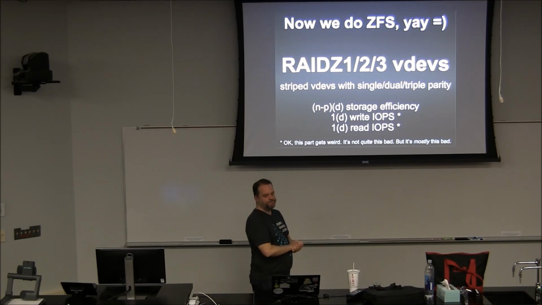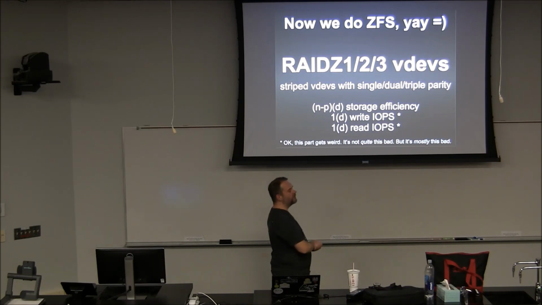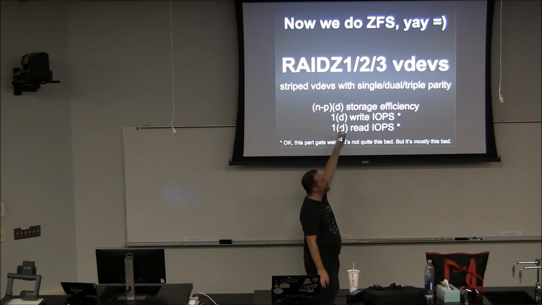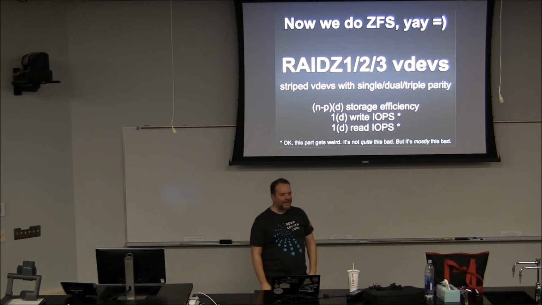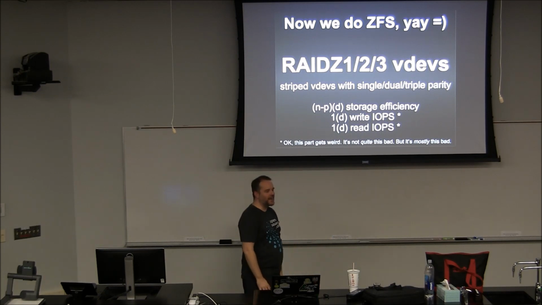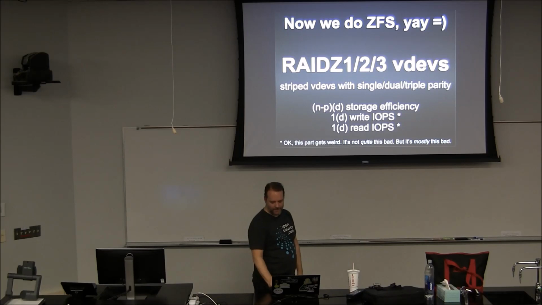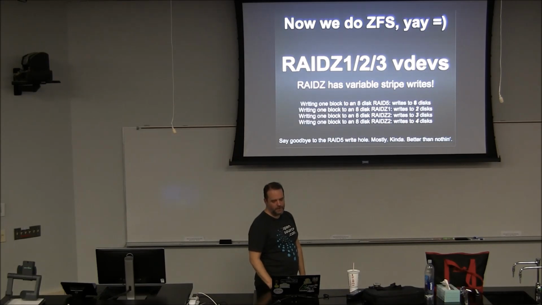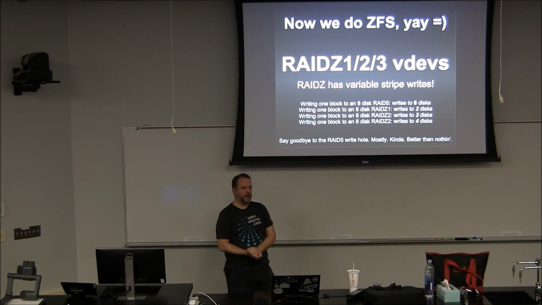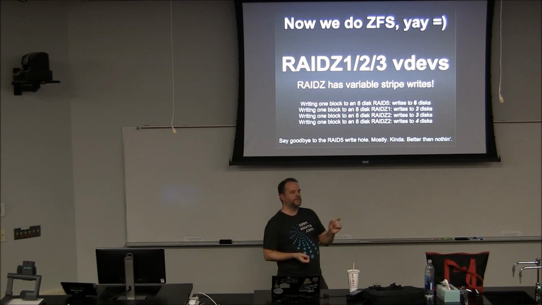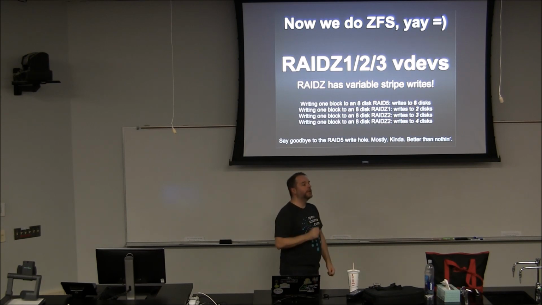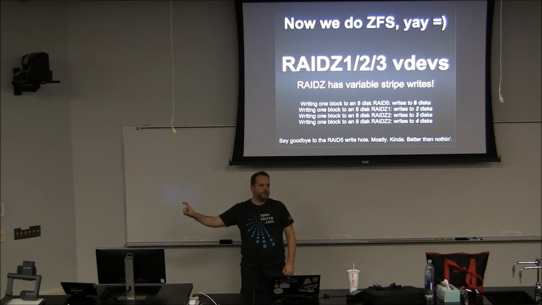So for the IOPS, again, just like RAID 5 or RAID 6, you're trending to a single disk worth of write or read IOPS. But it's actually not quite that bad because things get kind of weird with ZFS, and we'll cover that later. Like in this slide right here, RAID Z has variable stripe writes. So what that means is, in a RAID 5 array, if you want to write a single block to an 8-disk array, you have to light up all 8 disks.